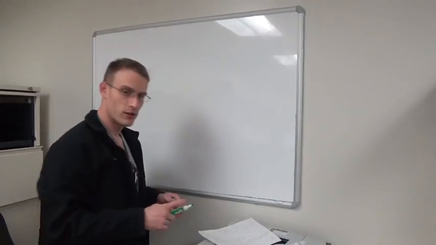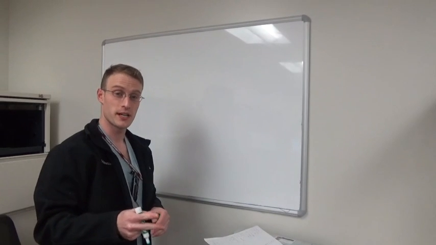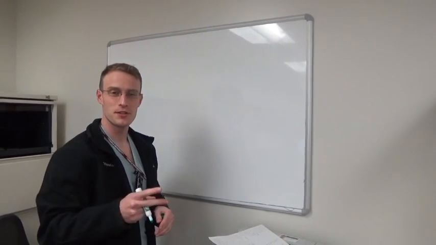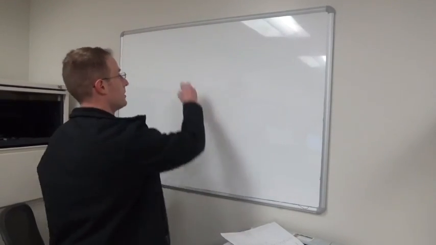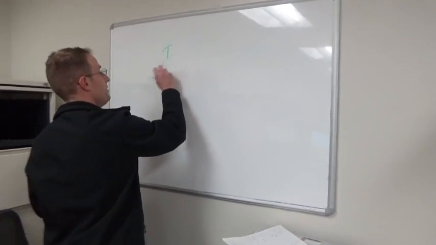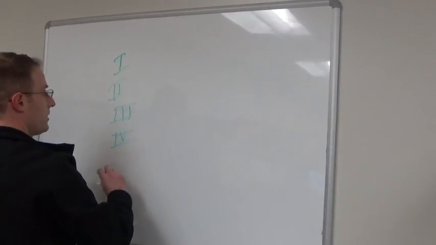Okay, so gastric ulcers, 5 types. 2 are associated with decreased mucosal protection. 2 are associated with increased acid production. How do you remember which ones they are? So, I just do 1, 2, 3, 4, okay?